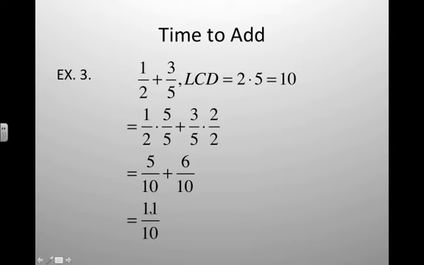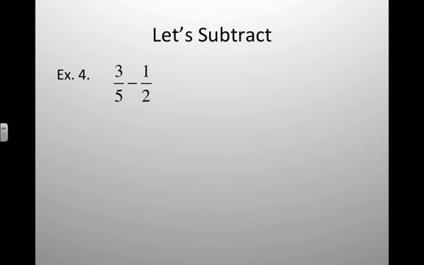Now, this is an improper fraction. 11/10 is the same thing as 1 and 1/10. You do not need to switch it to a mixed number. It can't be reduced, so we can leave it just like it is. All right, now we're going to subtract. So we're going to do 3/5 minus 1/2.